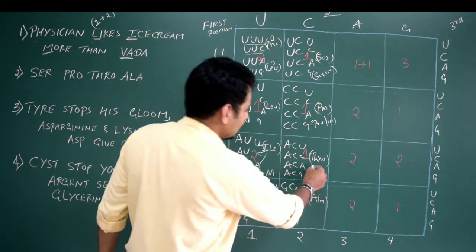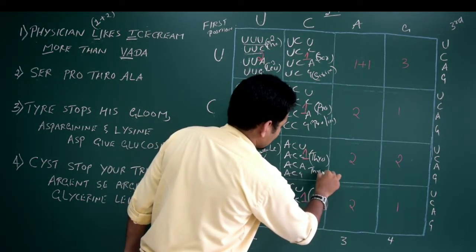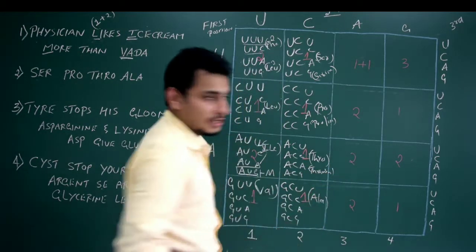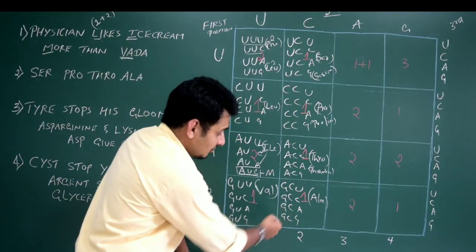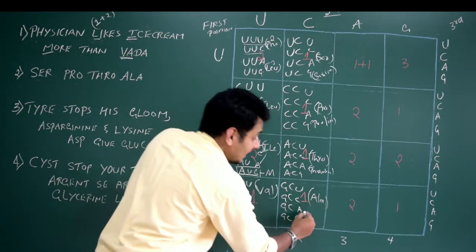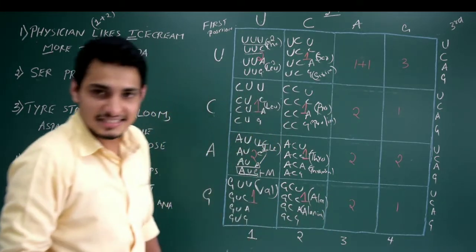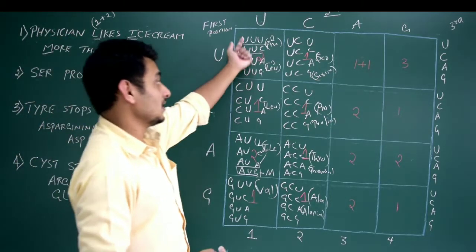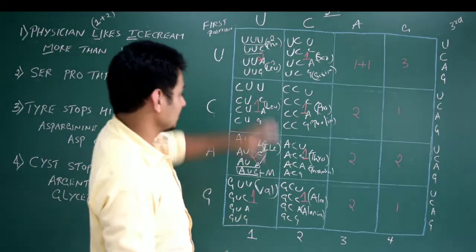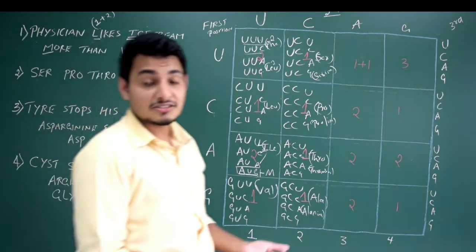AC. So that is threonine. So we write threonine. Next is GCU, GCC, GCA, GCG. That is alanine. That's very simple, very easy. Got it? So we have learnt the 2 lines, and how many total codons are there? Here 16, here 16, 32 codons. We have already learnt 32 codons.